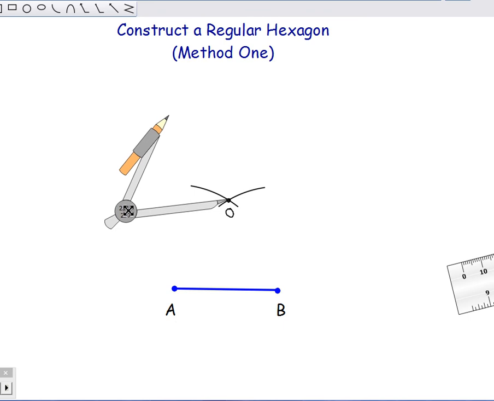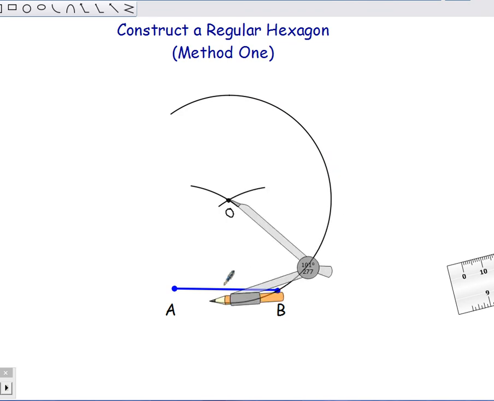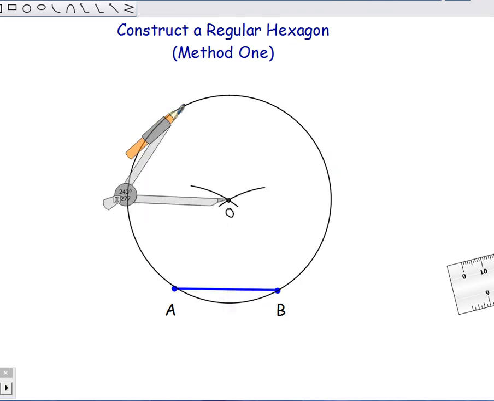All right, we're going to take that. I'm not going to change the dimensions at all. I'm going to rotate it all the way around, and it should go through both of those points that we started with, the endpoints. It should go through the endpoints.